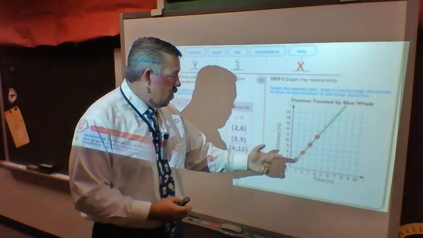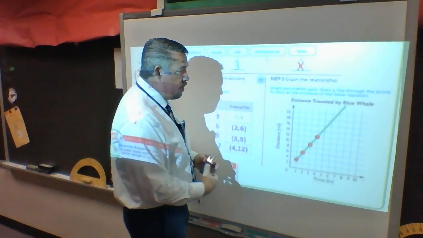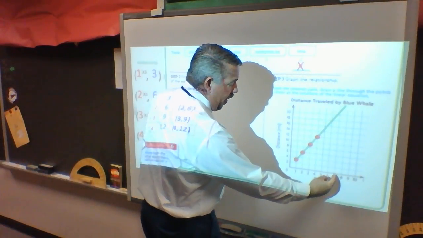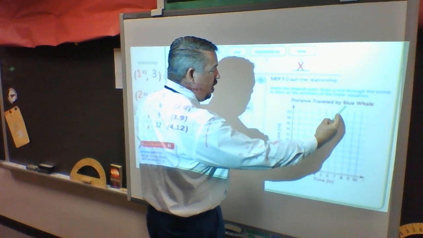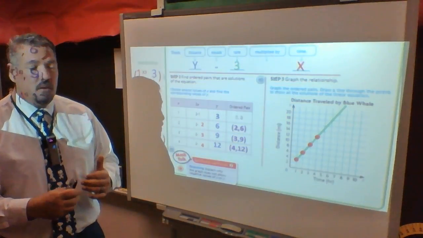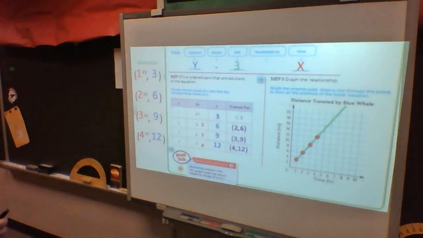then all I'd have to do is go to another one and look at where it connects. So if I go to my 7, and I go straight up where that line crosses, then I know my ordered pair would be 7 and 20.